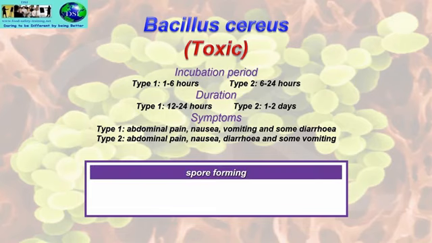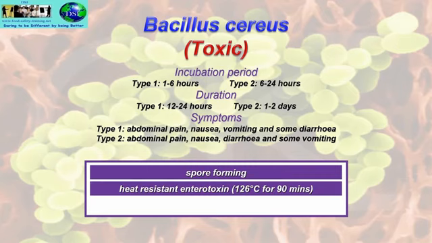It's a spore former. So as already mentioned, there are only 2 food safety bacterial families that produce spores. That's Bacilli and Clostridia. It produces a heat-resistant enterotoxin. Again, you can look this up, but it's a toxin that affects the gastrointestinal tract. If you wanted to destroy this toxin, you must heat the food 126 degrees C for 90 minutes, which is nigh on impossible in an ordinary kitchen. Even you'd find that difficult in an autoclave.